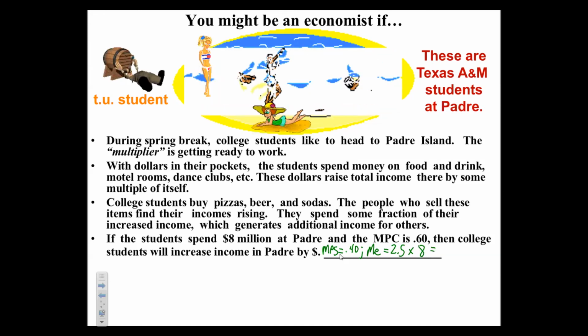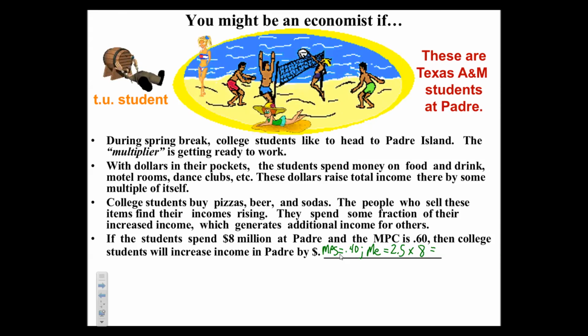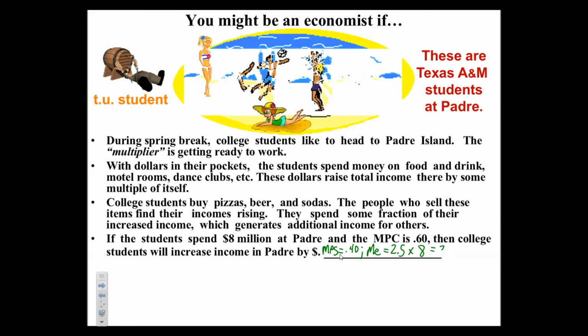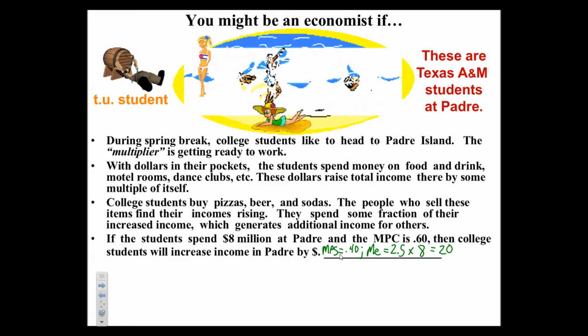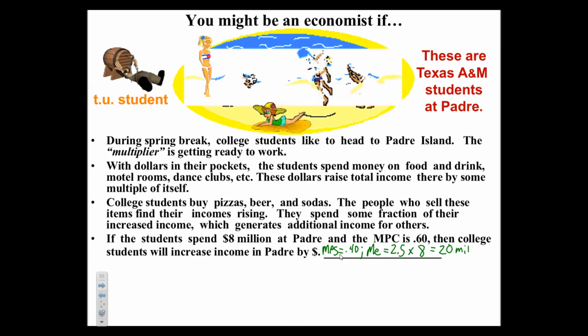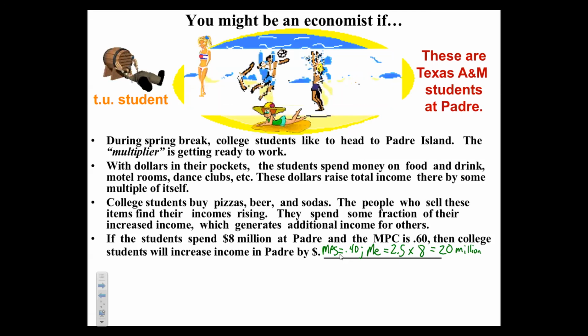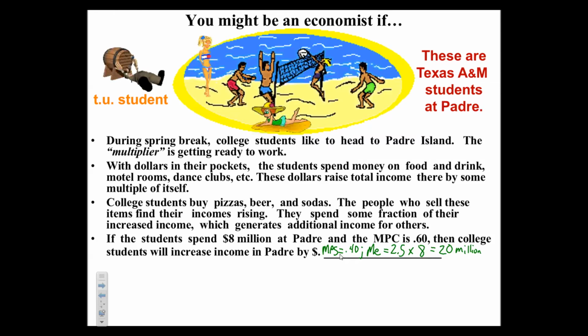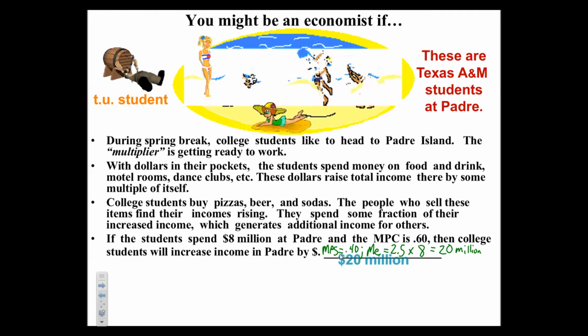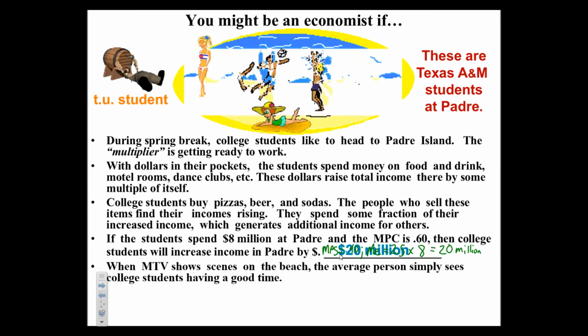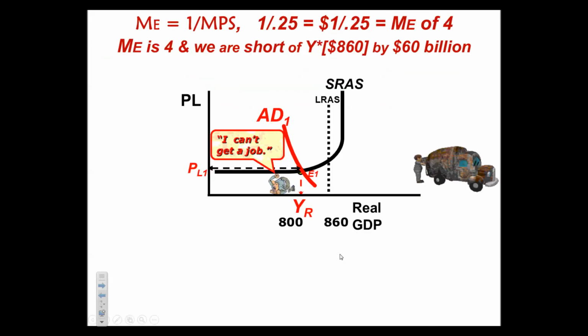Okay, so 2 times 8 is 16. 1/2 of 8 is 4. So basically, when students spend 8 million, they increase the GDP of Padre Island by 20 million. So that's what we mean by the multiplier. Okay, so the answer is 20 million. All right. So here is some examples of how this will work.